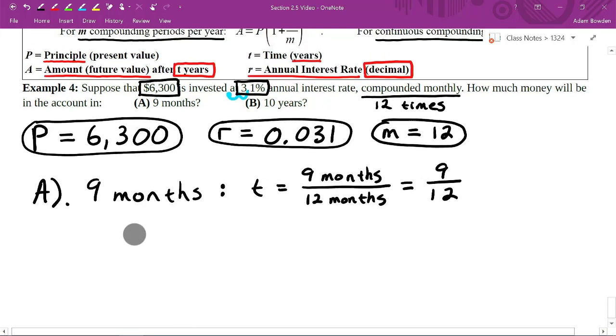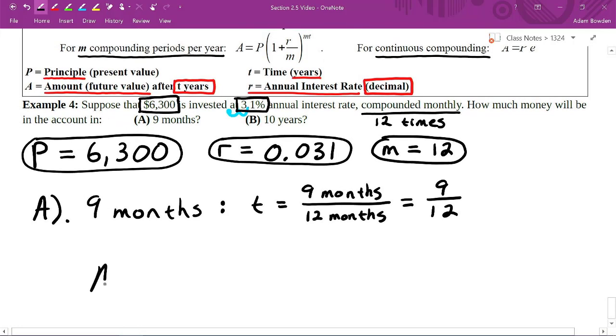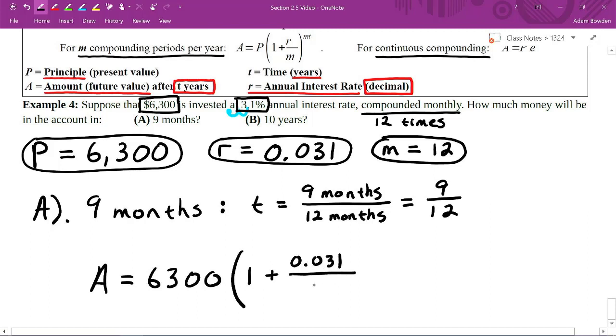Now what we're going to do is plug this all into the formula. Following the formula above, we'll write A is equal to P, 6,300, then we'll open a parenthesis and write 1 plus R, 0.031, divided by M, which is 12, close the parenthesis. Then that's raised to a power of M, which is 12, times T, which is 9/12.